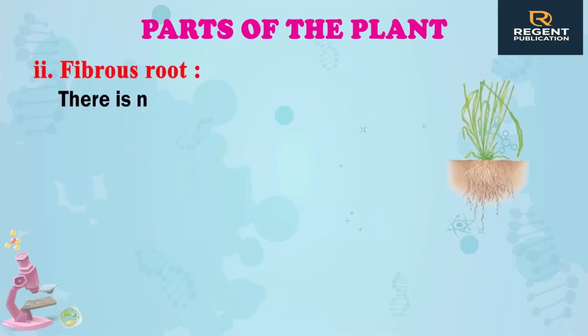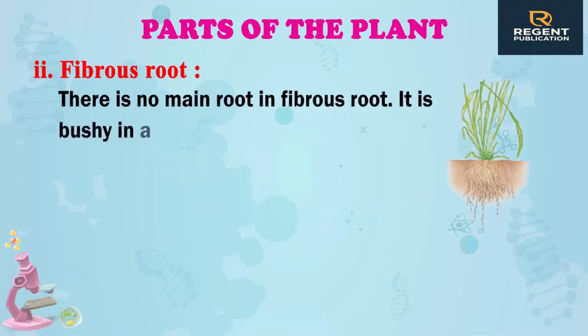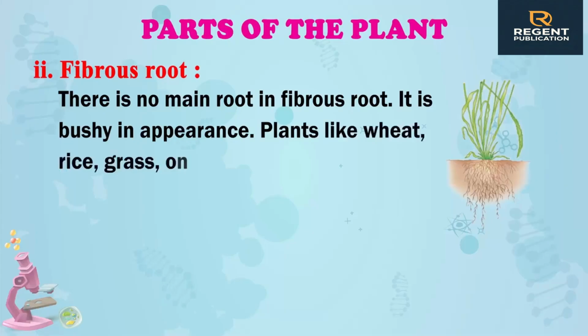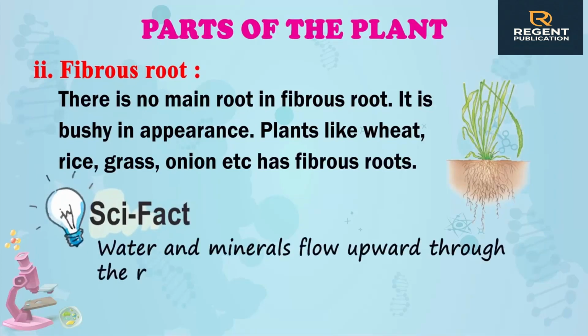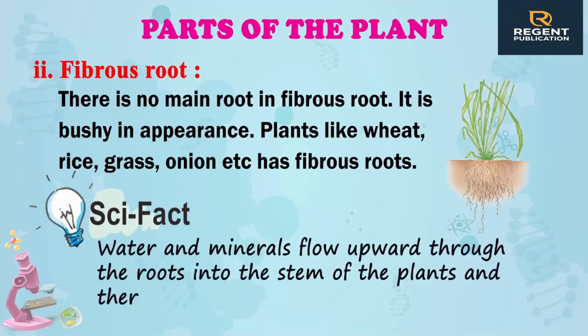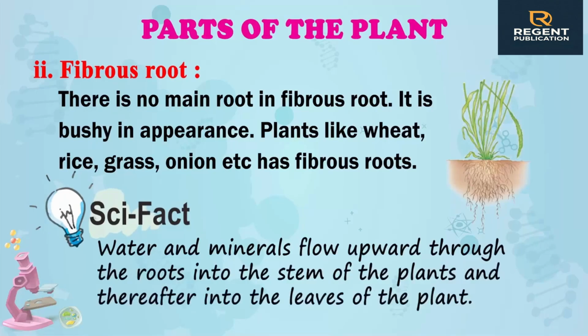Fibrous root. There is no main root in fibrous root. It is bushy in appearance. Plants like wheat, rice, grass, onion, etc. have fibrous roots. Scientific fact: water and minerals flow upward through the roots into the stem of the plants and thereafter into the leaves of the plant.